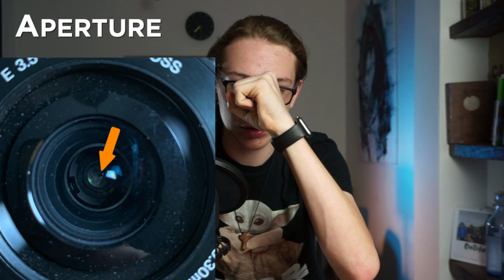Starting off with aperture. Aperture is how much light is let in through your lens into the camera. When you have your aperture really low, like a 4.5, then it opens up your lens super wide, so it lets in a ton of light. If you have your aperture really high, like an f/22, then your lens is super tiny and it lets in a tiny amount of light.